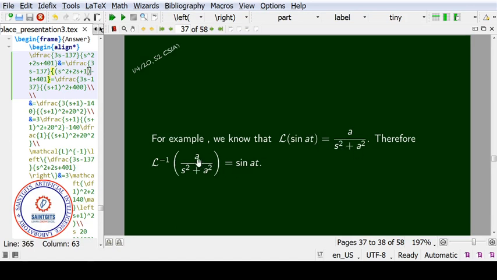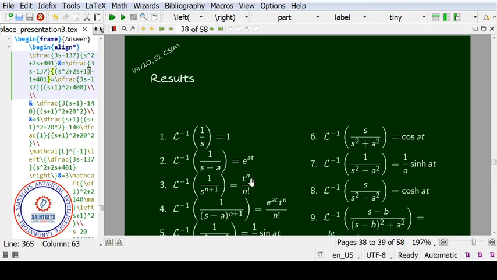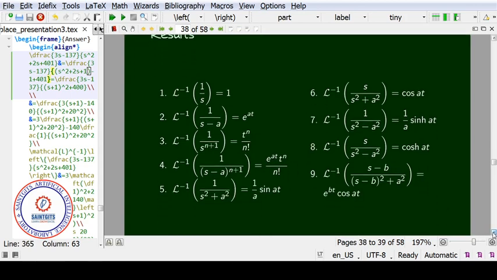One more step, we can take the constant a outside. So a into L inverse of 1 by s square plus a square equal to sin a t. Or we can bring this a in the denominator on RHS. We got a general formula, that is L inverse of 1 by s square plus a square equal to sin a t by a, like that. In this way we can formulate the standard results for inverse Laplace transform.